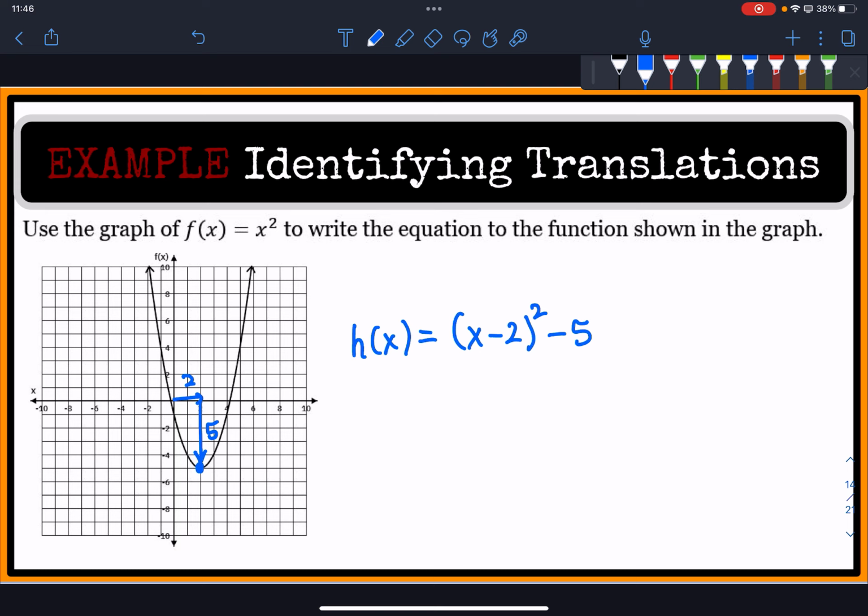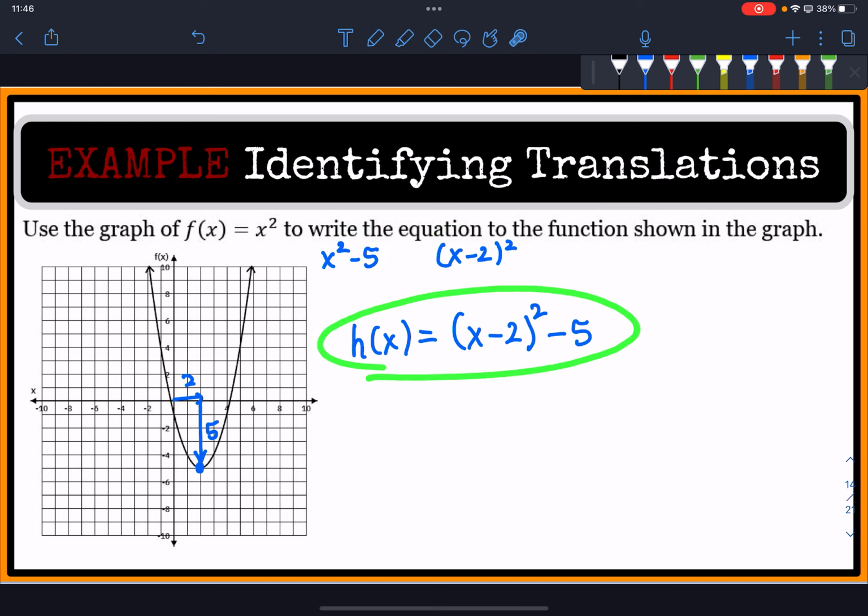So if I slide it down, that will be x squared minus 5. And to slide it to the right would be x minus 2 to the second power. And putting those two translations, those two slides together, is going to create this.